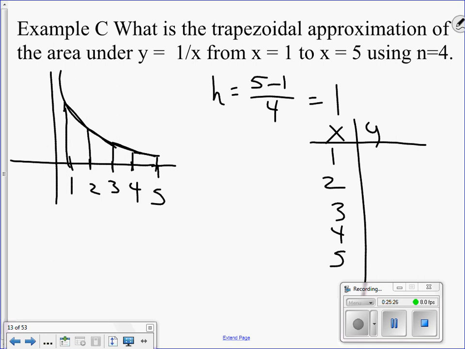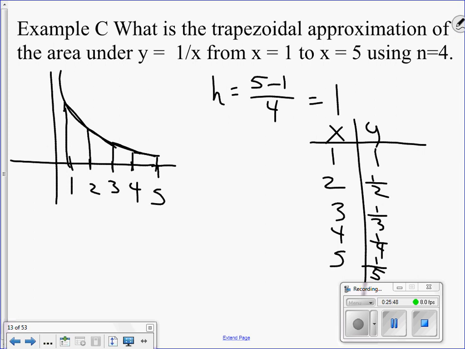All right, we just need the y coordinates, right? So we just plug them into the function. When x is 1, what's y? How about when x is 2? 1/2. When x is 3? 1/4. Everyone see where we're getting those? y equals 1 over x. So, all right, that's all we need, right?